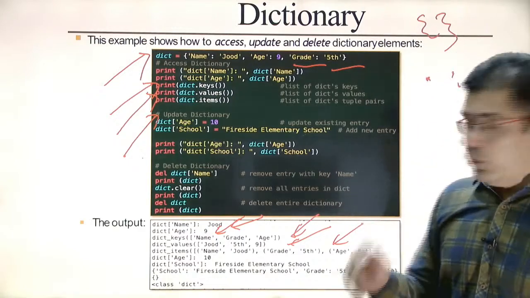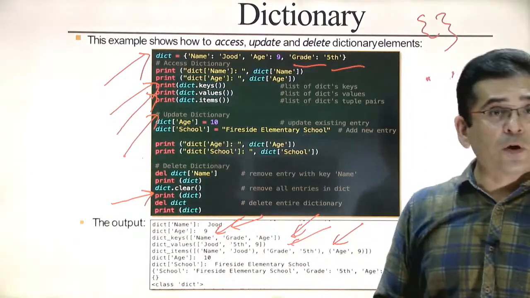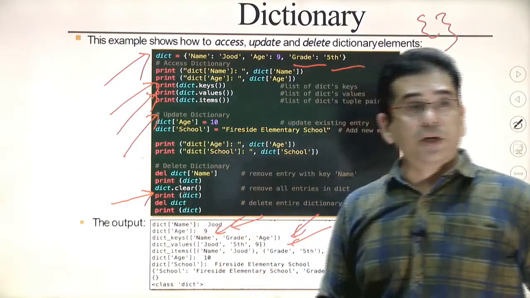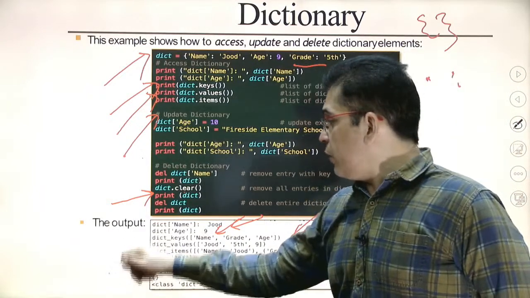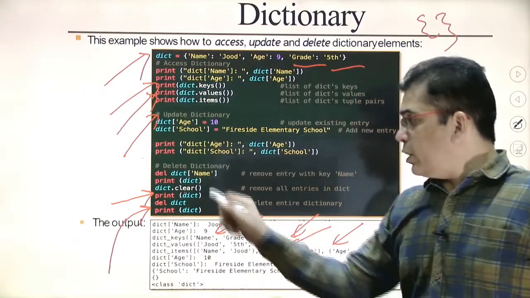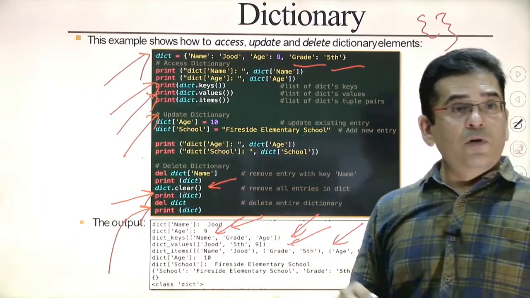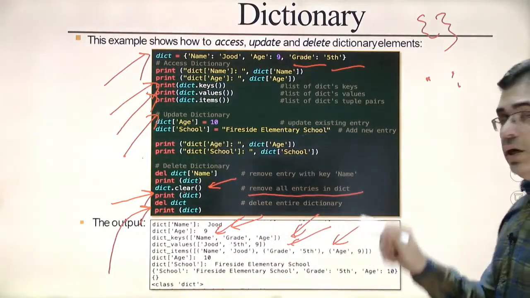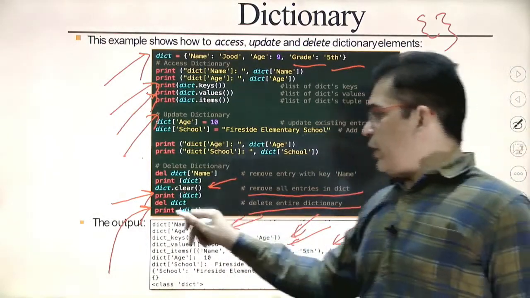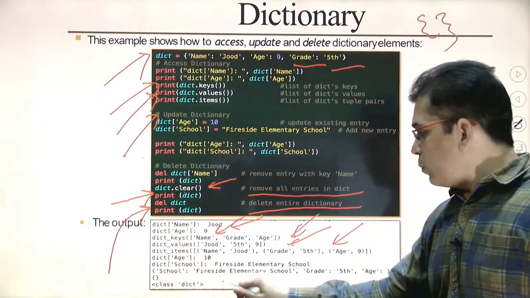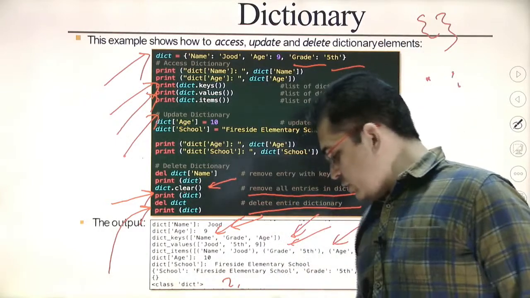If you want to clear the dictionary, to delete items from the dictionary, then the dot clear function is used for that. And if you want to permanently delete the dictionary, then the del function is used. So the dictionary dot clear command will remove all the entries in the dictionary, and the delete command will delete the entire dictionary, and when you print that dictionary, no output will come. So this is the fifth and last type of data structure in Python.